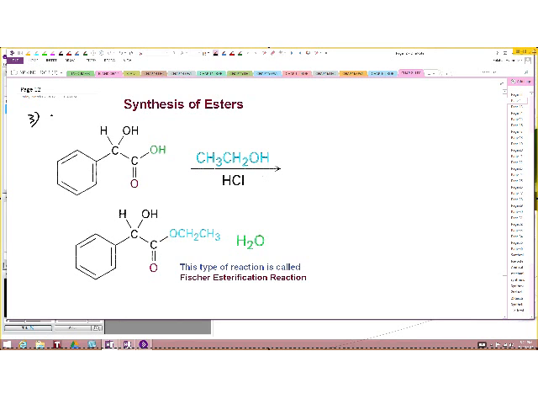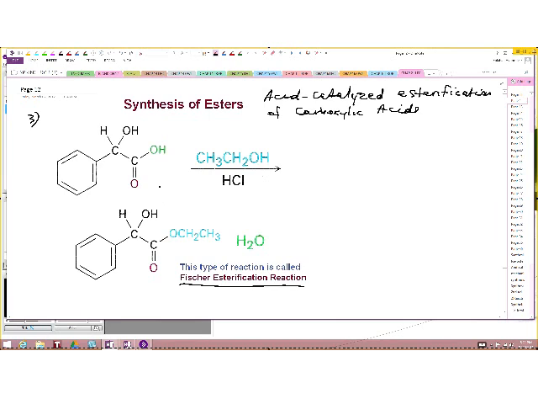So I will call this acid catalyzed synthesis of ester, or acid catalyzed esterification of carboxylic acid. And this we refer to as a Fischer esterification.